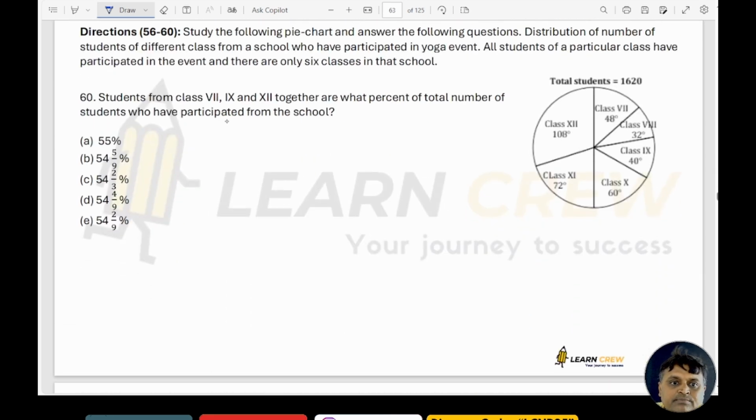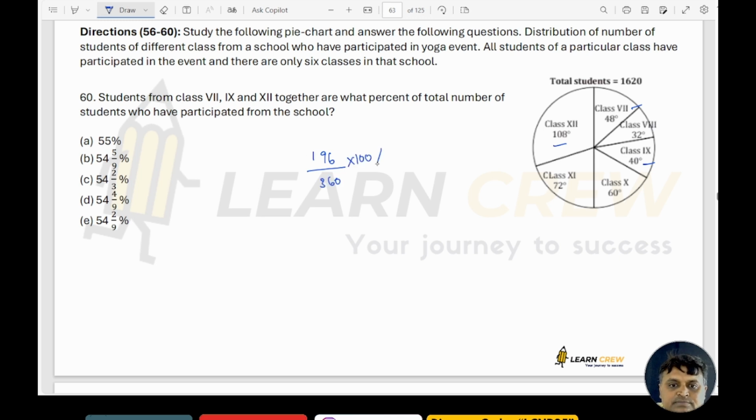Next, students from class 7, 9 and 12 together is what percentage of the total number of students who have participated from the school? So here 48 plus 40, 88 plus 108, how much? 88 plus 108 is 196. 196 divided by 108 plus 48, 156 plus 40, 196 is what percentage of 360?